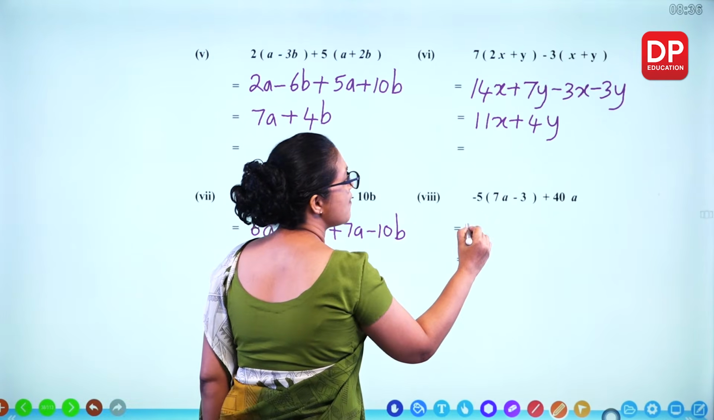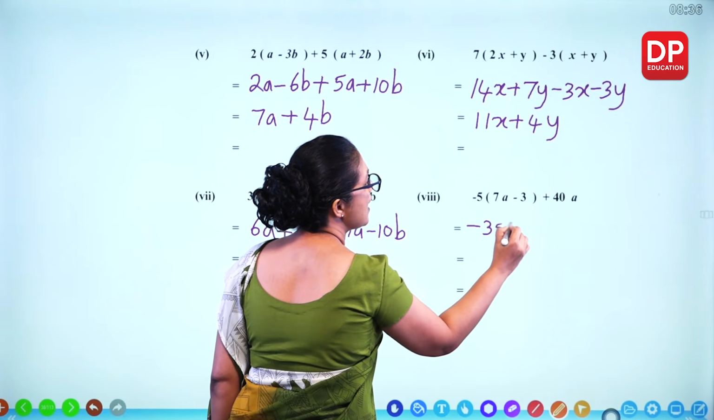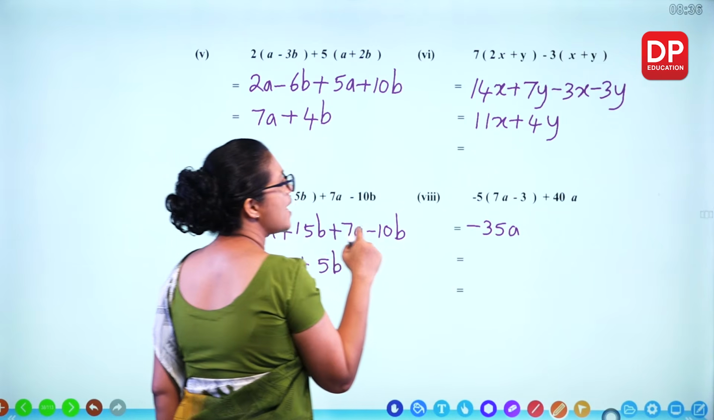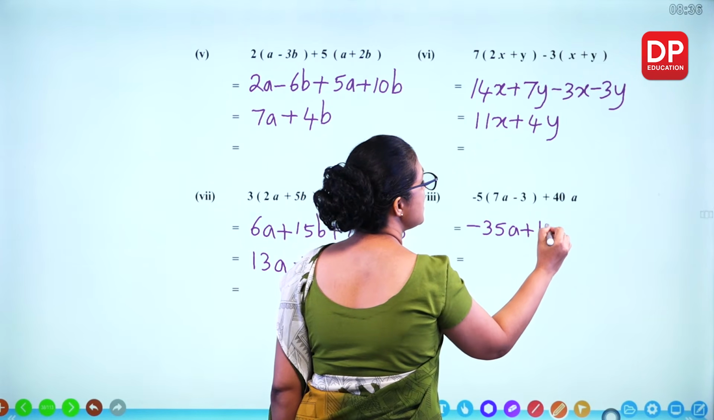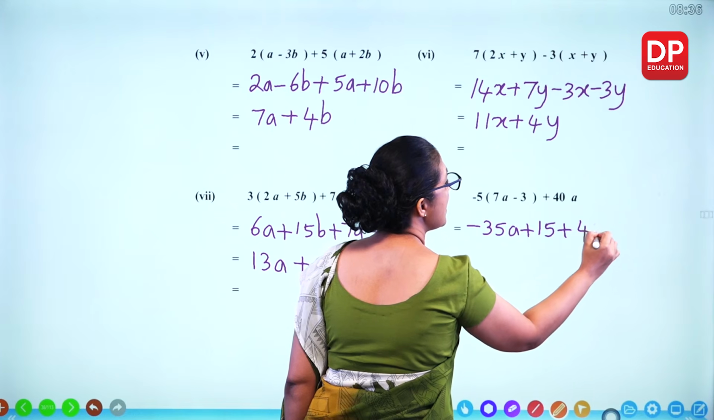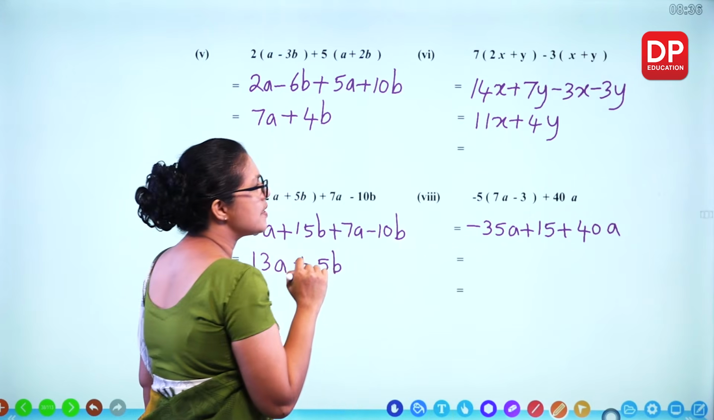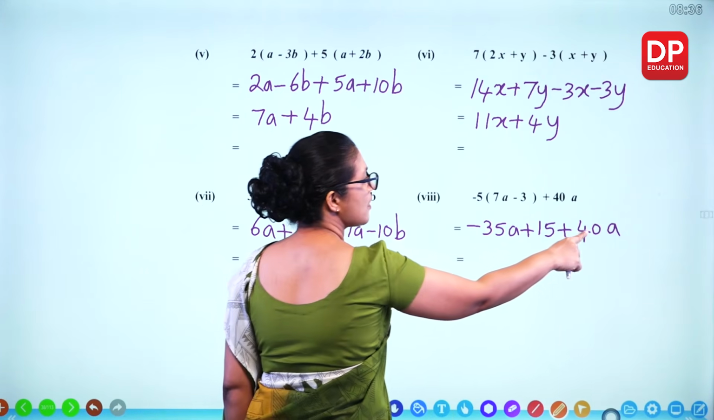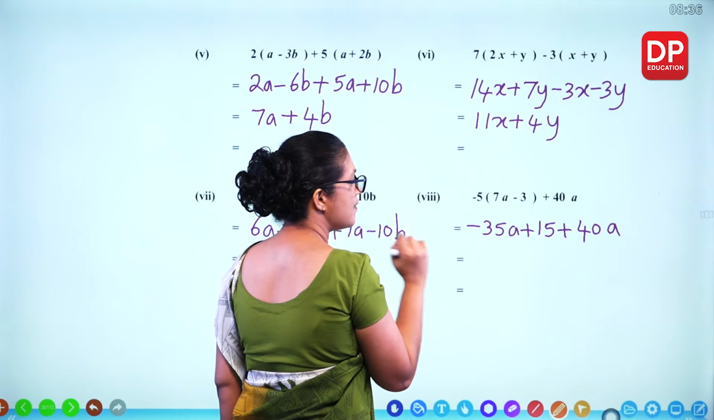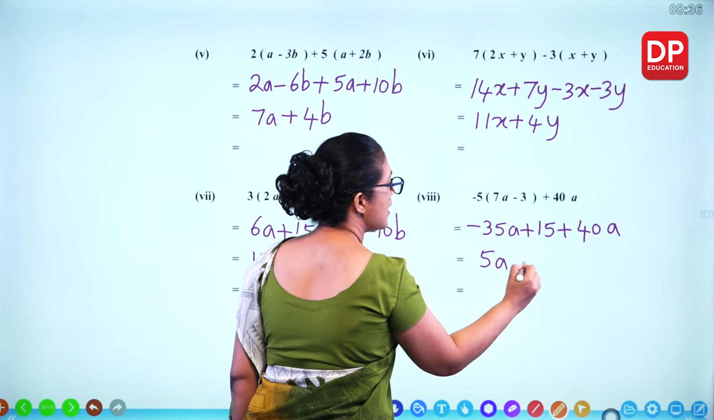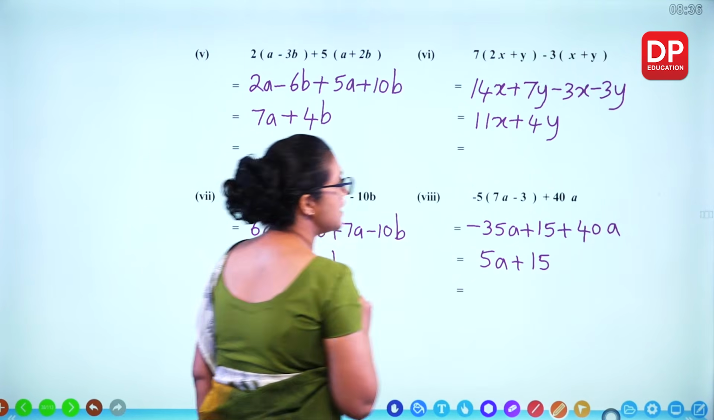Minus 5 times 7, minus 35a. Minus 5 times minus 3, plus 15. Plus 40a. Now like terms, add. 40 minus 35, 5a plus 15.